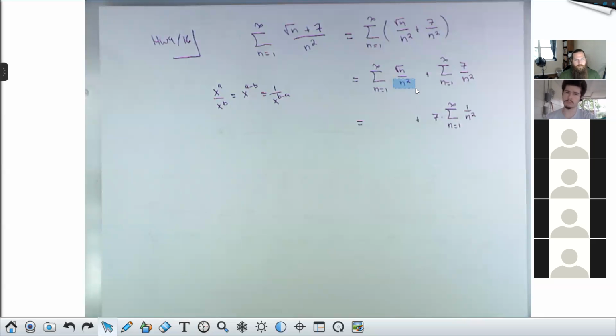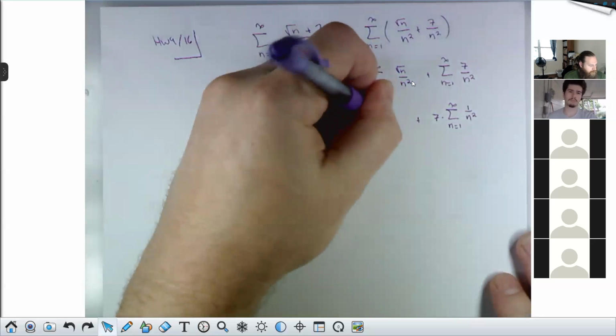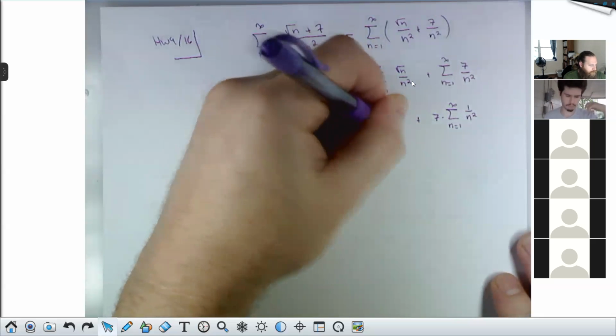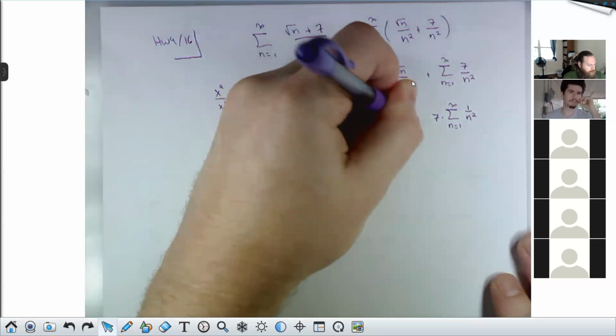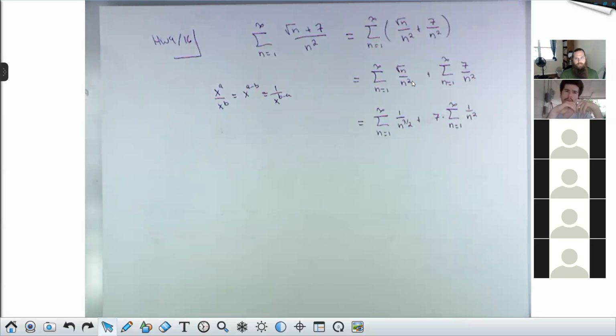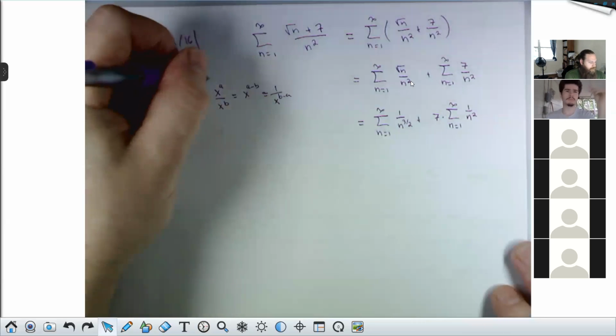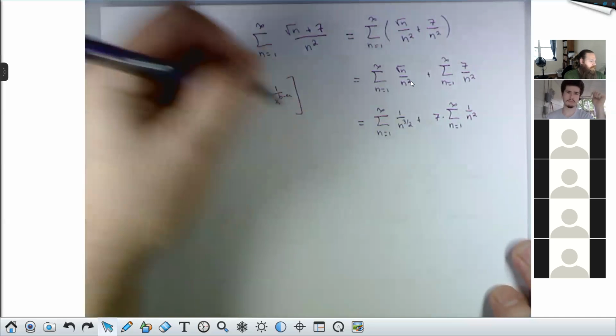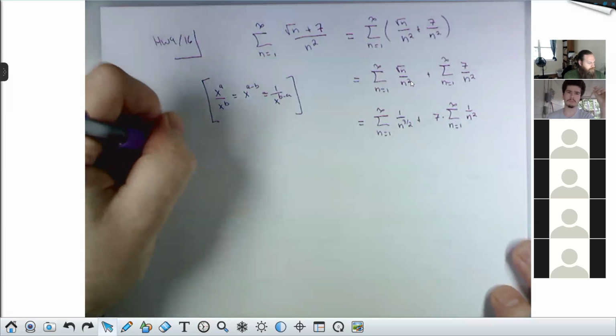Here, there's more n's downstairs than there are upstairs, right? This is like n to the 1/2 divided by n to the 2. So if you simplify that, you can write it as sigma n from 1 to infinity, 1 over n to the 3/2. Right? Because 2 minus 1/2 is 3/2. So the algebra rule that we're using there is this one.